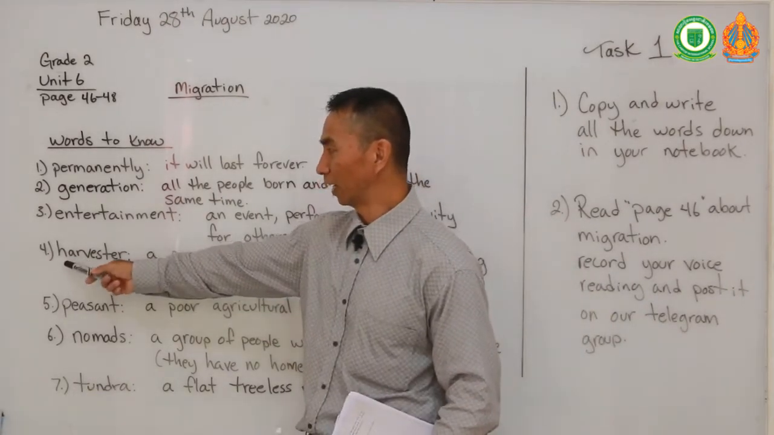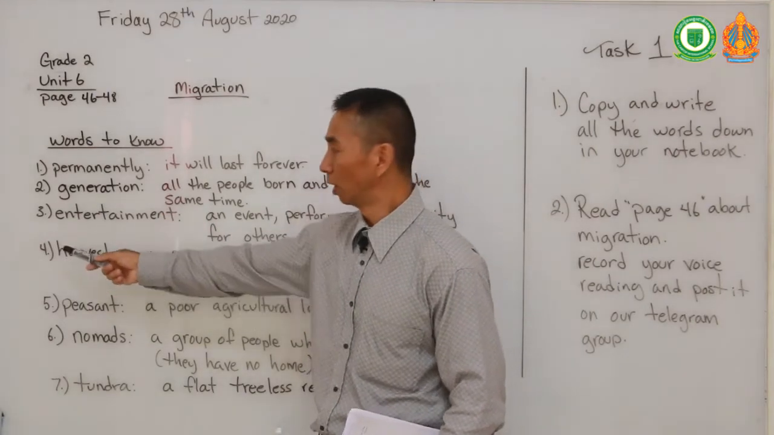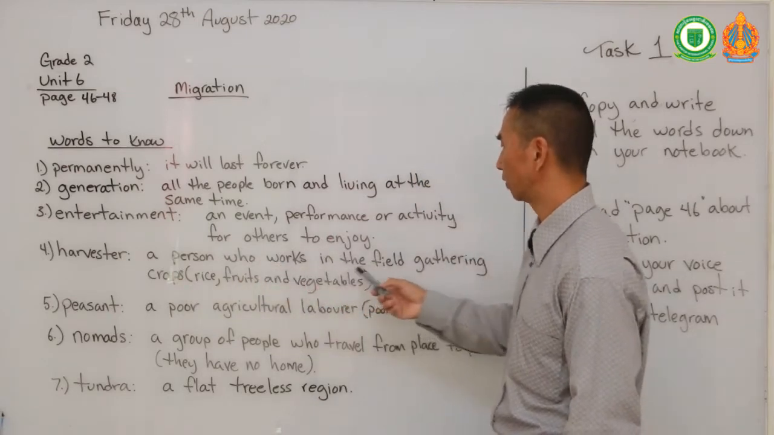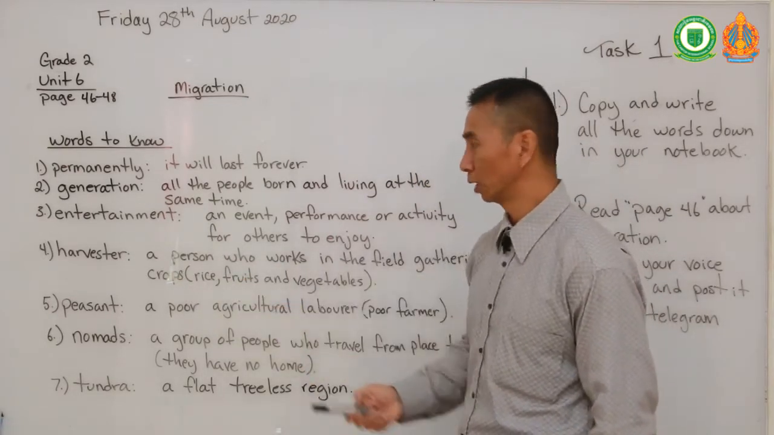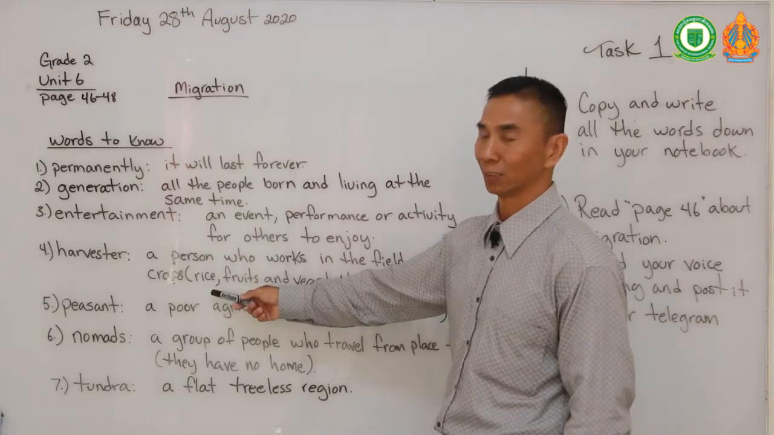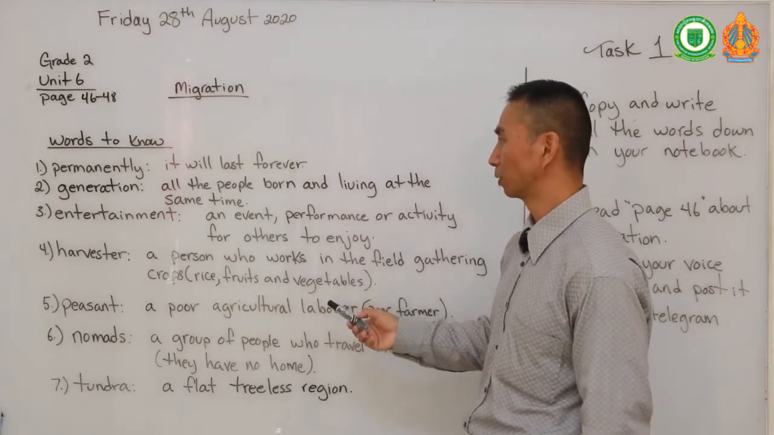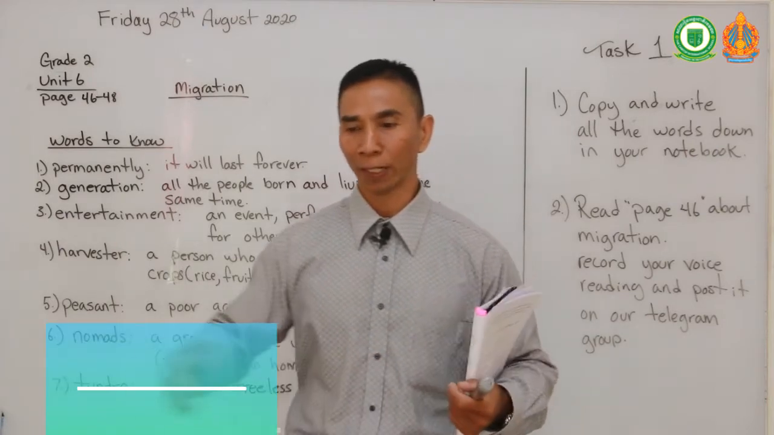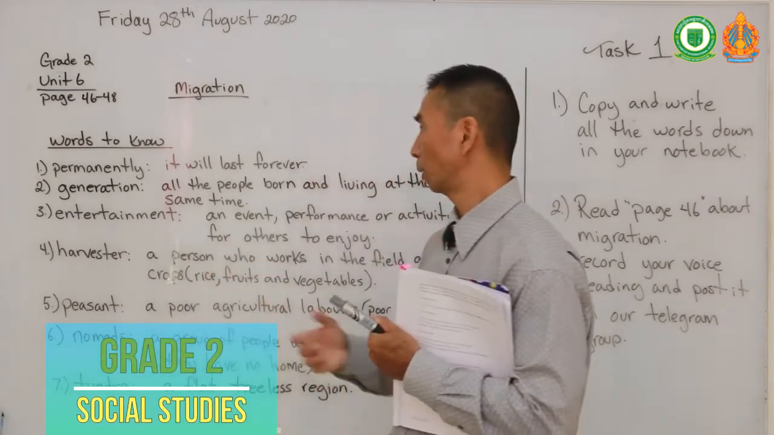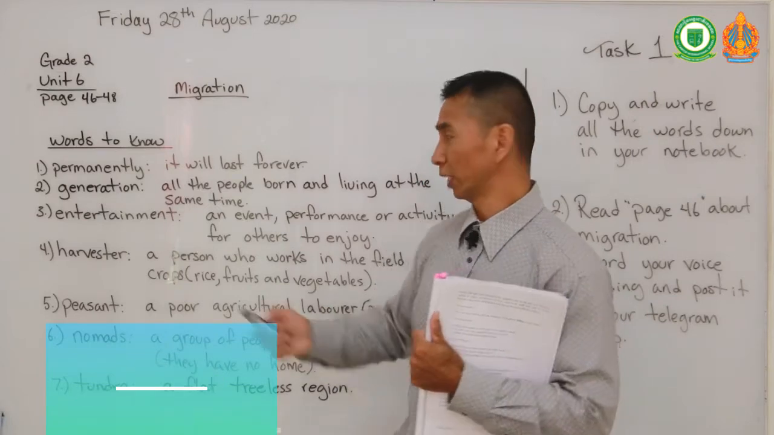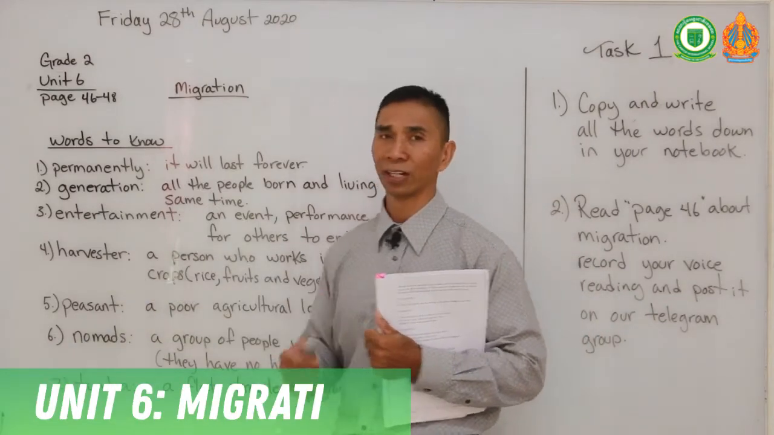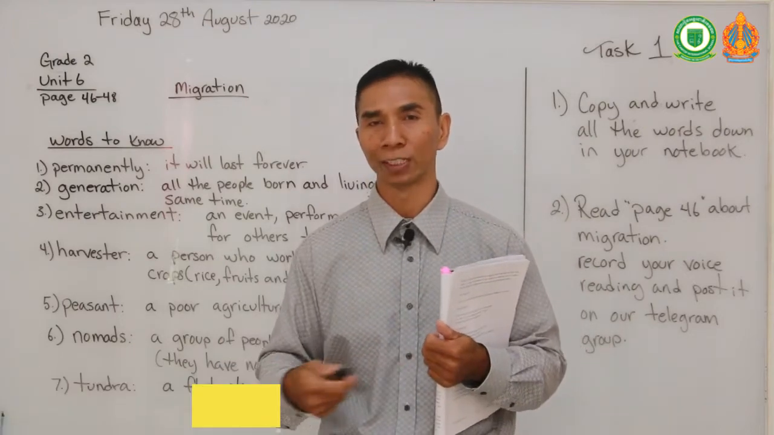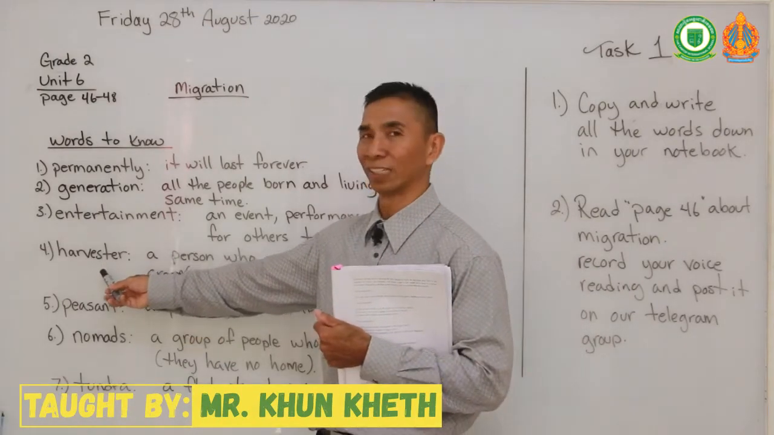And the fourth word I have here is harvester. Harvester is a person who works in the field gathering crops. For example, picking rice, picking fruits, or picking vegetables. So a harvester is anybody working in the field picking up rice or crops or fruits. So if you work in the field, you are a harvester. Even if you work at your own house, in your backyard, picking up your own fruits that you grow, you are harvesting your own crops.